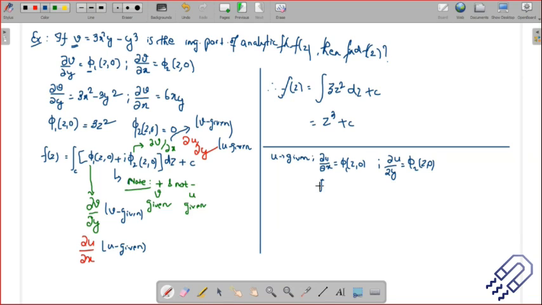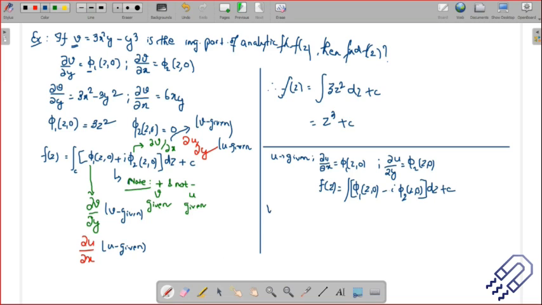And if I want to find out the analytic function, the formula is, I can just simply write it down, phi 1 of z, 0 minus i phi 2 of z, 0. This is the formula that we use when u is given.